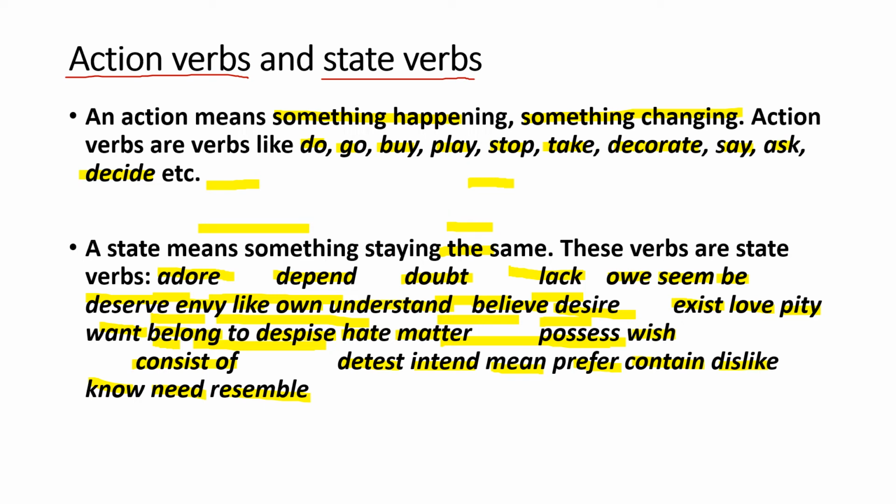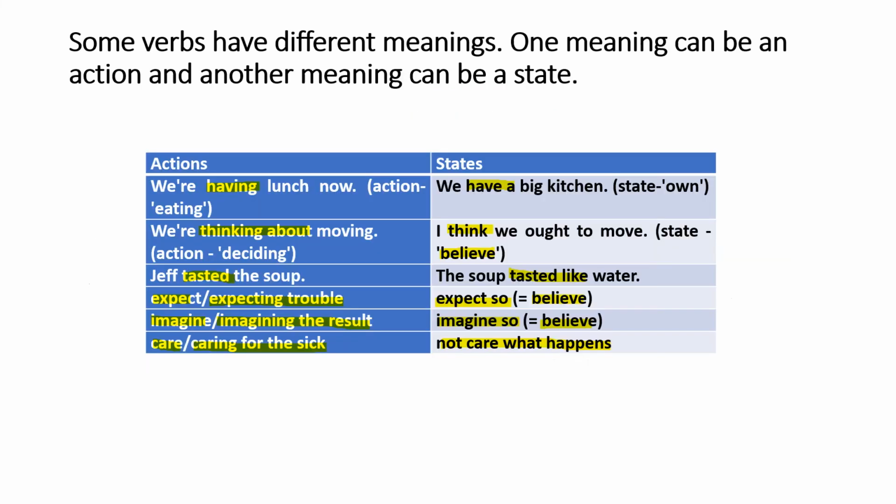So these state verbs cannot be used in the continuous tenses, whether in the present continuous or in the past continuous or in the present perfect continuous, any continuous tense. We do not use these verbs with it. When we talk about the difference between action and state verbs, we can have the same verb with two meanings. At one time, it can be used as an action verb, and the meaning can change if the same verb is used as a state verb.